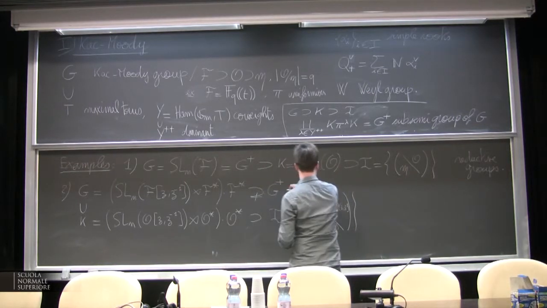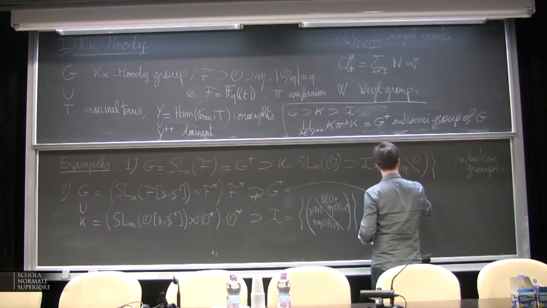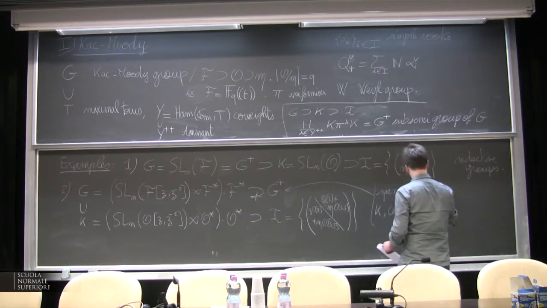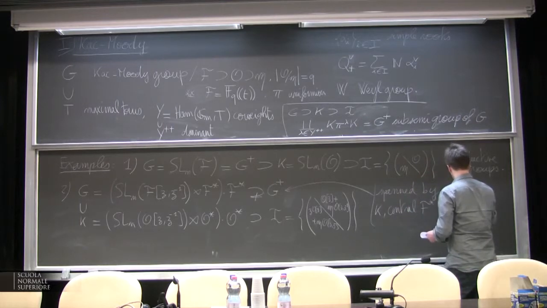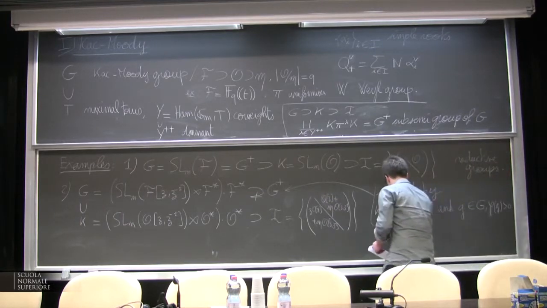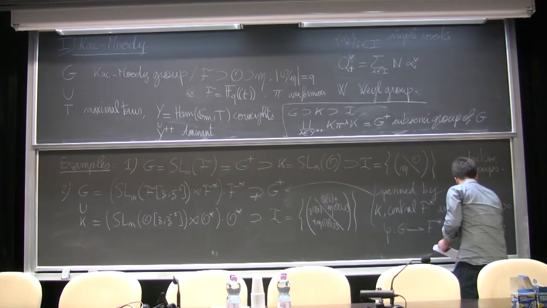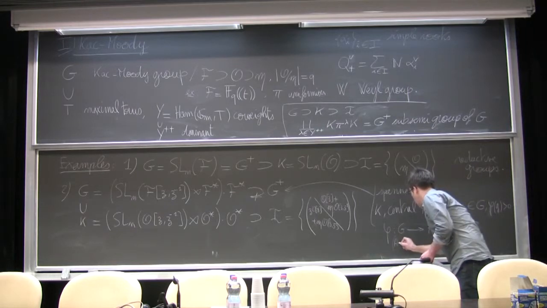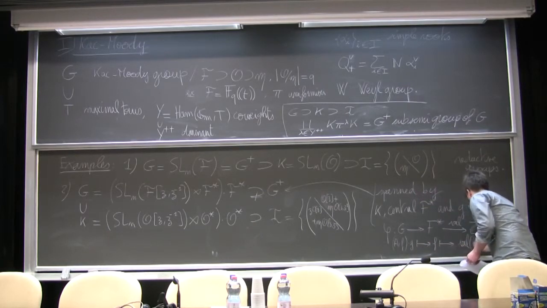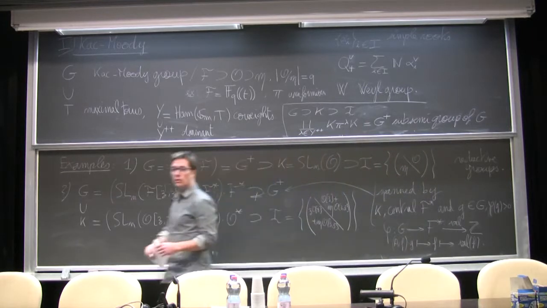And here, G plus, I can say something about G plus. It is generated by K, the central F tilde, and the g in G such that phi of g is positive. What is phi of g? Phi of g is a map from G to Z going through F. So for F, you have a valuation, and g maps to F and to that, the valuation of F. Okay, so in the case of affine Kac-Moody group, one can describe explicitly what those groups are.